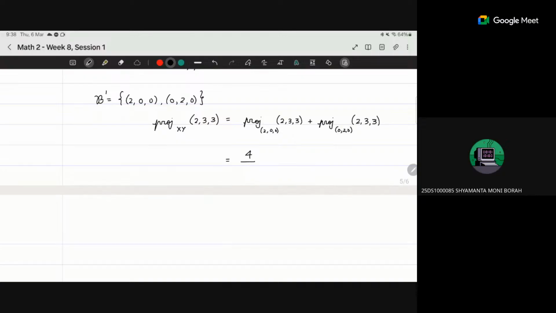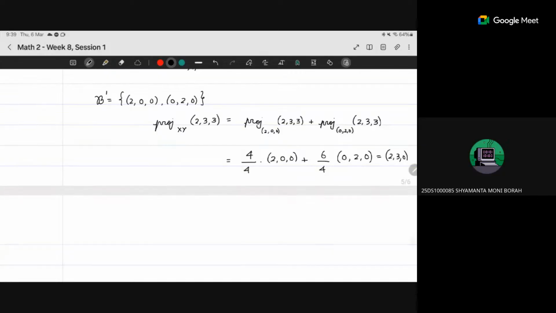norm of the thing that you're projecting onto, which is 2. 2 square, which is 4, times 2, 0, 0, plus this would be 6 divided by 4 times 0, 2, 0. You can check this. I've just skipped through the thing. And this will still be 2, 3, 0, correct? It should be. Yes, yes. It is, yeah.